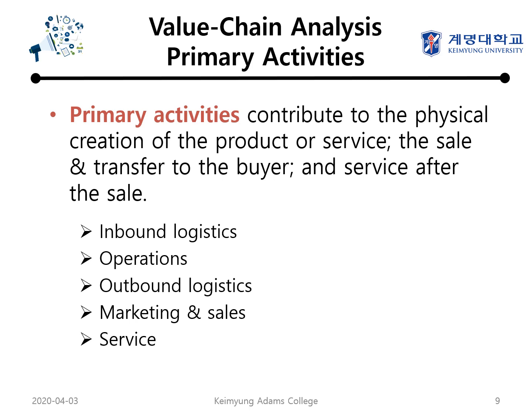So let's start with primary activities. There are five categories of primary activities in an organization that is competing within any industry. These contribute to the physical creation of the product or service, the sale and transfer to the buyer, and service after sale. We have inbound logistics, operations, outbound logistics, marketing and sales, and service.